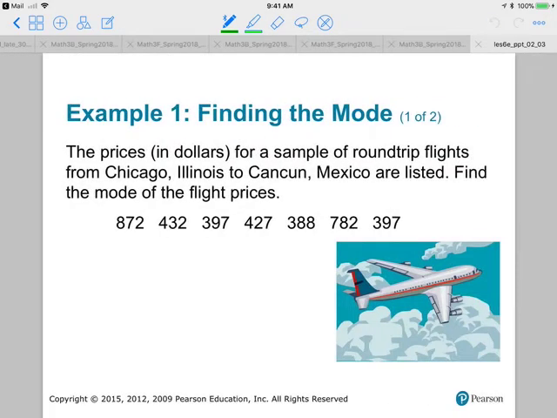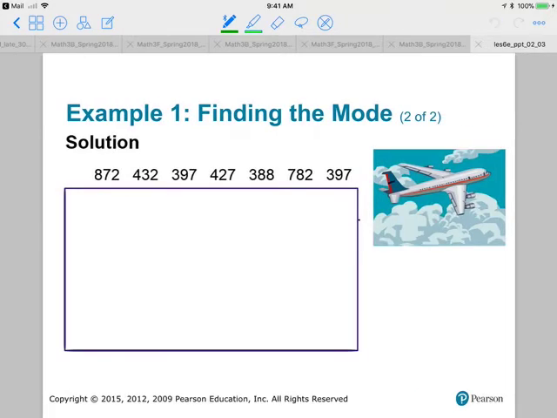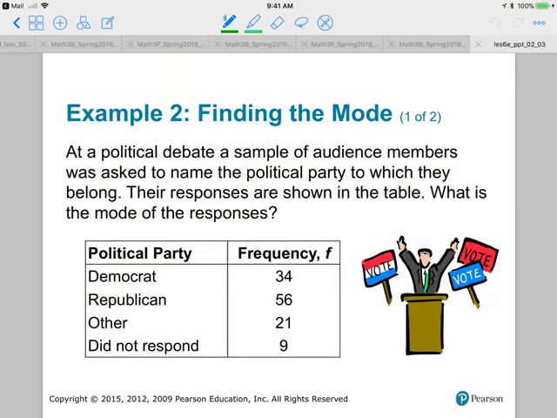Let's do an example here, finding the mode. The prices in dollars for a sample of round-trip flights, still going from Cancun to Chicago. We want to find the mode. What's the most popular price? It is $397. So we can tell already that the mode is going to be $397 because it occurs twice and nothing else occurs twice. All right.